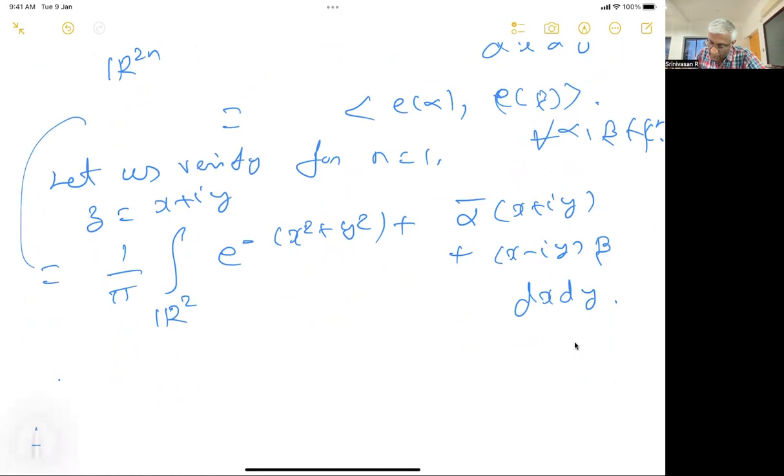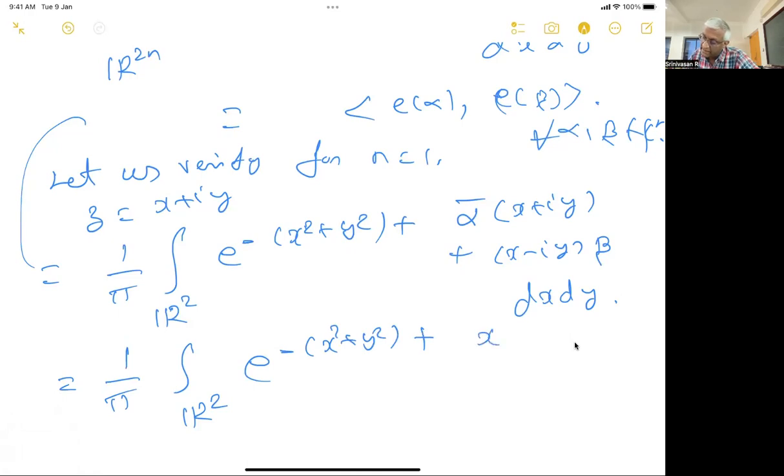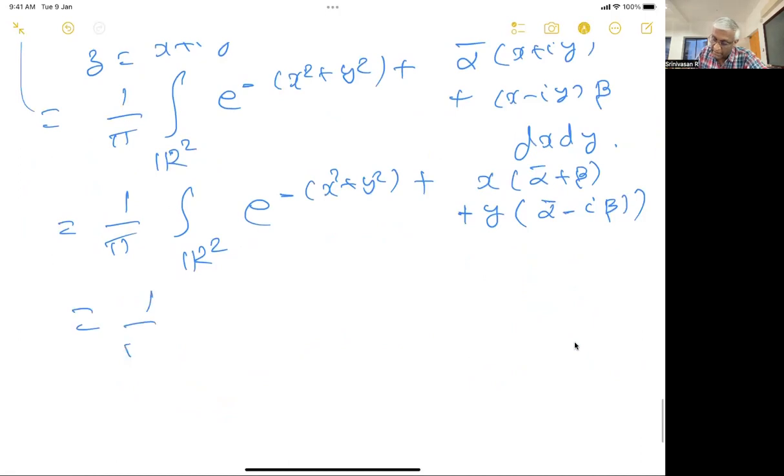So that is equal to 1 by pi times the integral over R2. Now you have to write it as x minus... So maybe I'll change it here itself. I'll write it once again: x square plus y square. I want to write it as x times (alpha bar plus beta), alpha bar plus beta, no? Correct. And plus y times (alpha bar minus i beta). Right? Okay.